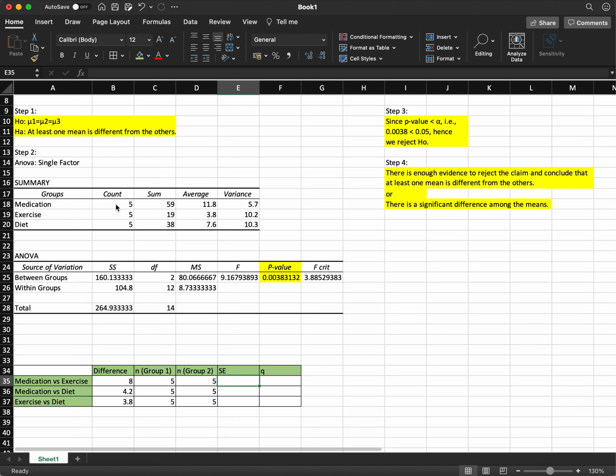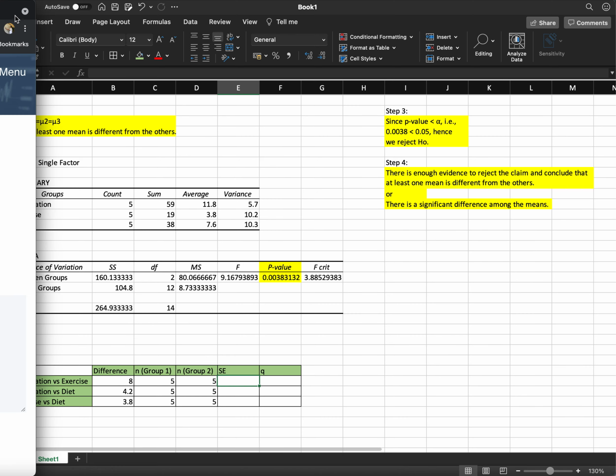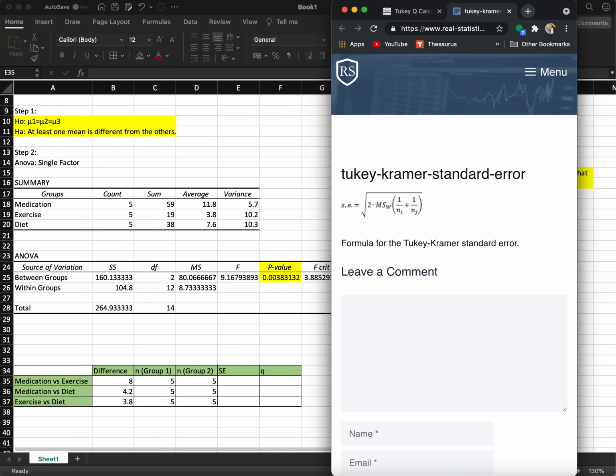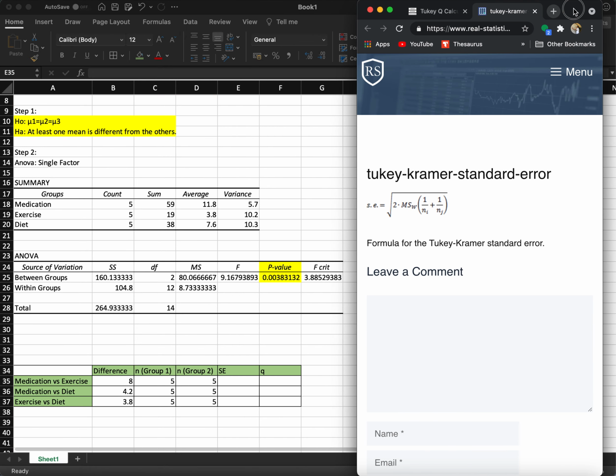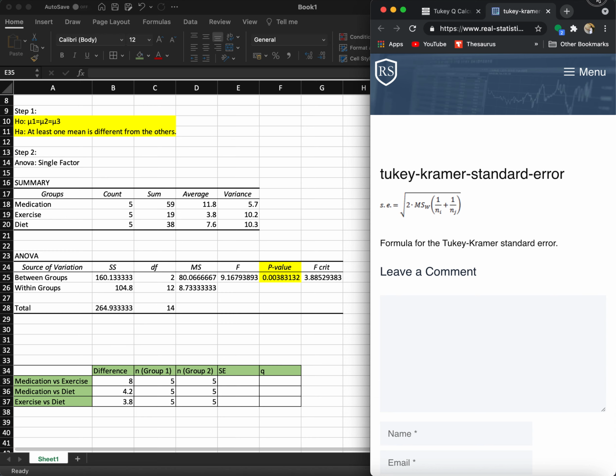Next we need to get the SE, or the standard error. I have got here the formula for the standard error. Let me show you this. Here's our formula for the Tukey-Kramer standard error. The formula states that your SE is equal to the square root of twice your mean square within, times 1 over n sub i plus 1 over n sub j, where i is the first group and j is the second group.